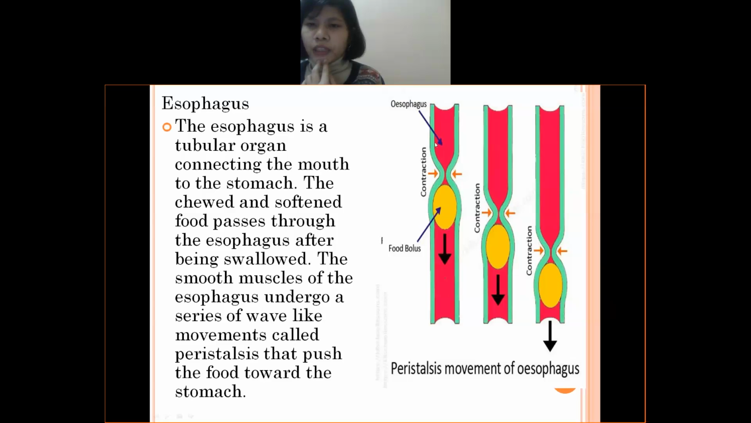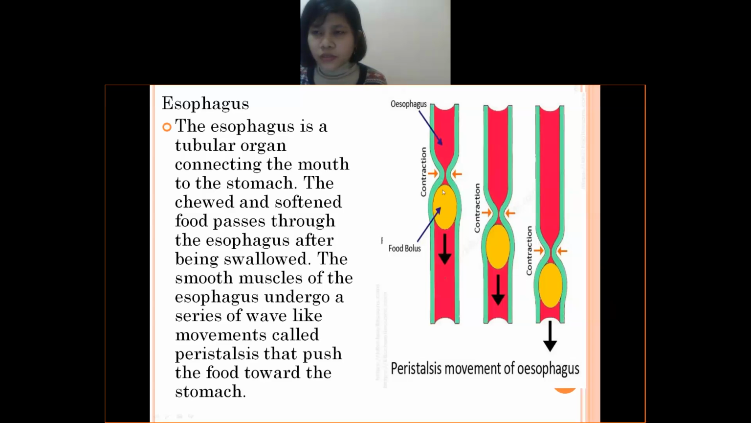Cystosis that pushes the food towards the stomach. So what does it say here? This is the esophagus. The esophagus is a long, tubular organ, just like a tube. The shape is just like a tube. And what do they do?